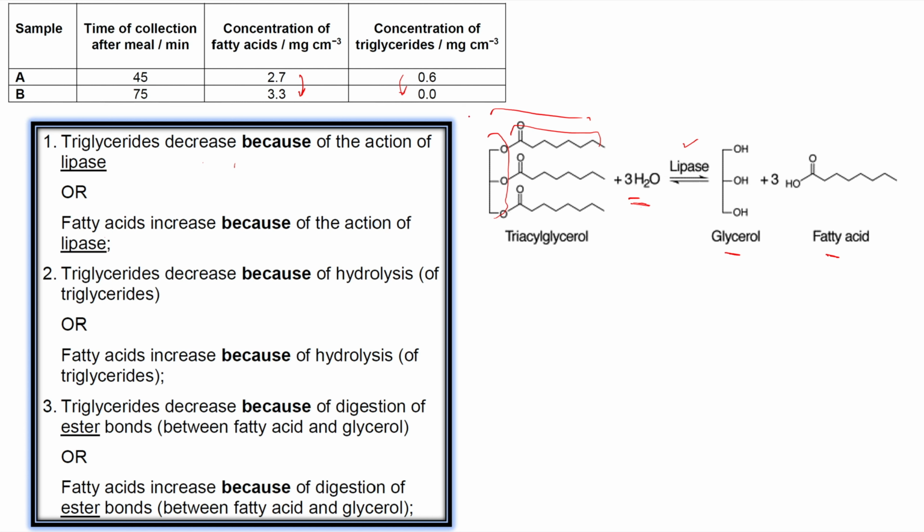The third point you will say is the triglycerides decrease because of digestion of ester bond. So ester bond is basically the bond between the glycerol and fatty acids. So I've just told you that this is the glycerol part and this is the fatty acid. So this bond between the glycerol and fatty acid is the ester bond. So triglycerides decrease because of the digestion of ester bonds between fatty acids and glycerol, or you can say fatty acids increase because of digestion of ester bonds between fatty acids and glycerol.